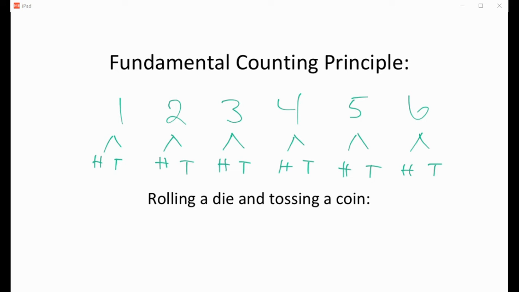So there's a simpler way to do it. You can just multiply all the different possible things that could happen, like the number of options, together. So in this case, there's 6 things that could happen when you roll a die, and there's 2 things that could happen when you flip a coin. So there's 12 total possible outcomes. That comes in handy when you have way more than 12, and it'd be a real pain to write them all out.